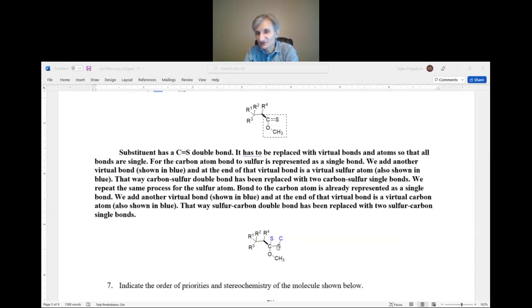One is the existing, so it's already there. You only draw the second one. It's shown here in blue. And then at the other end, with respect to sulfur, is carbon atom. So carbon is going to be virtual atom. And so that's correct way to replace this substituent.